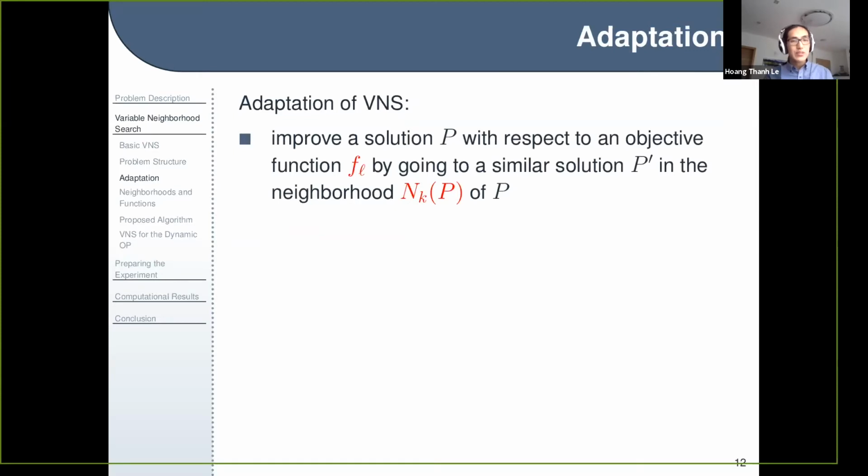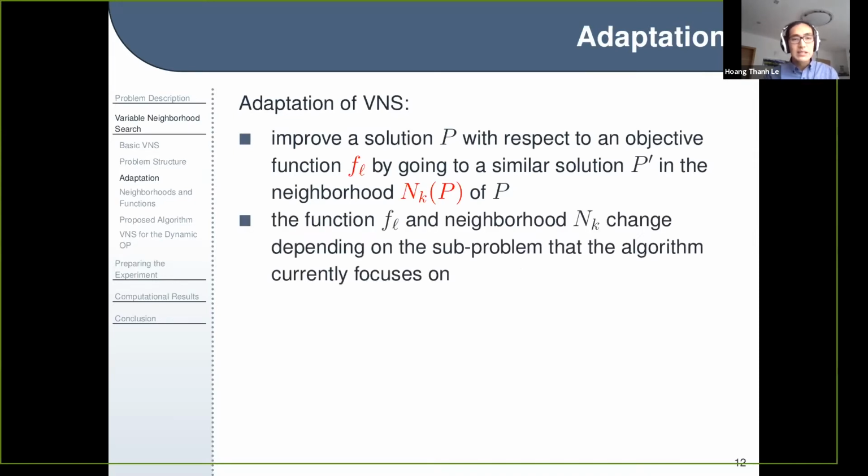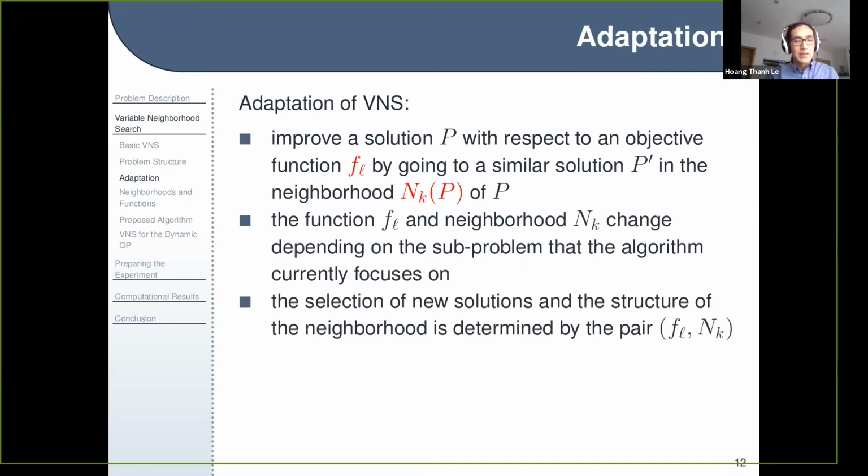We now adapted the principle as follows. We now have an objective function that also has an index L, and the neighborhood also has an index. This means that the function and the neighborhood now change depending on the subproblem that the algorithm currently focuses on. Or in other words, the selection of new solutions and the structure of the neighborhood is now determined by the pair f and n.